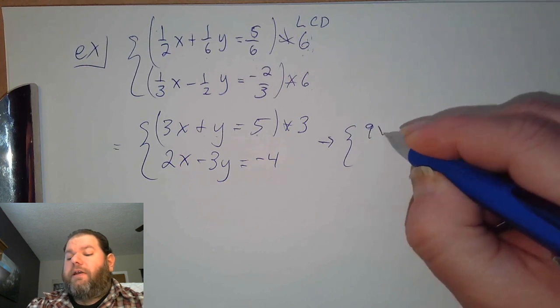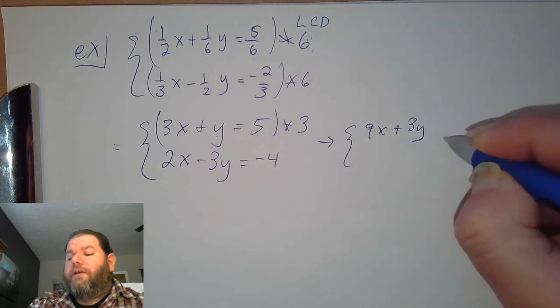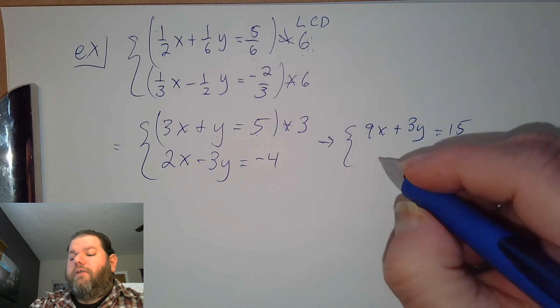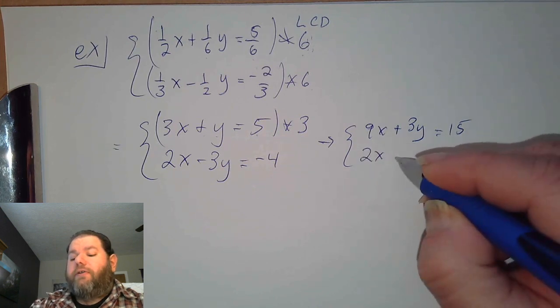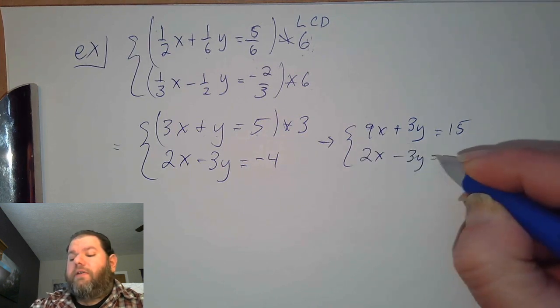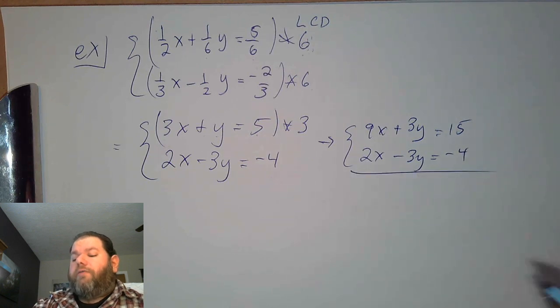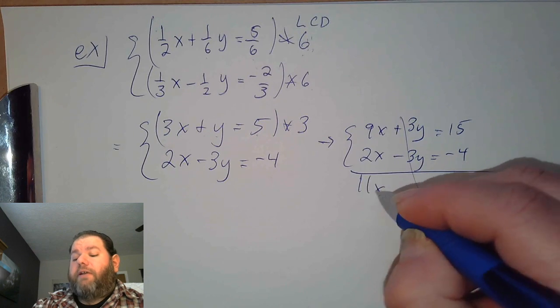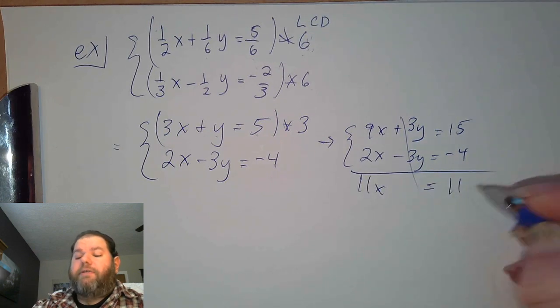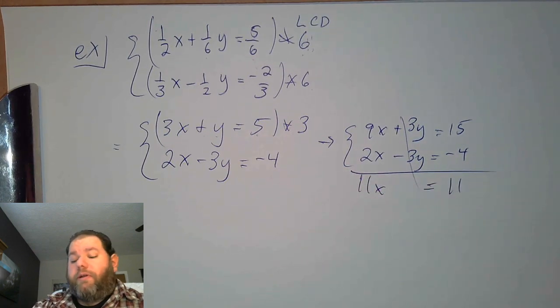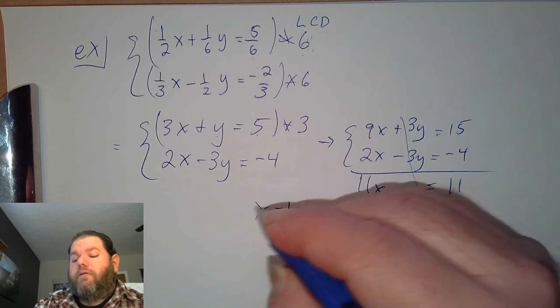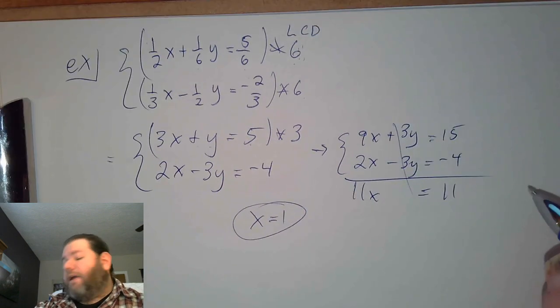So that is 9x plus 3y equals 15. Second equation is unchanged: 2x minus 3y is negative 4. And if we add those together, the y's cancel as intended. 11x equals 11. So x is 1.